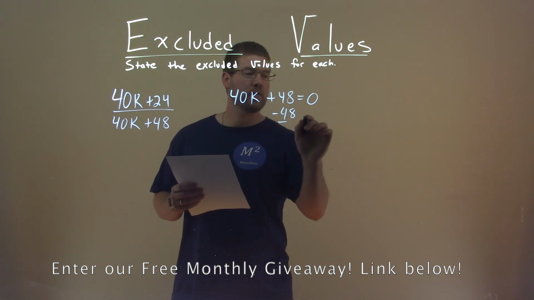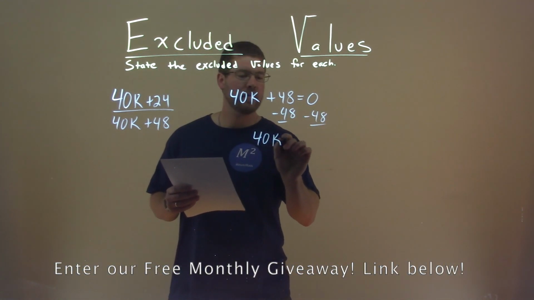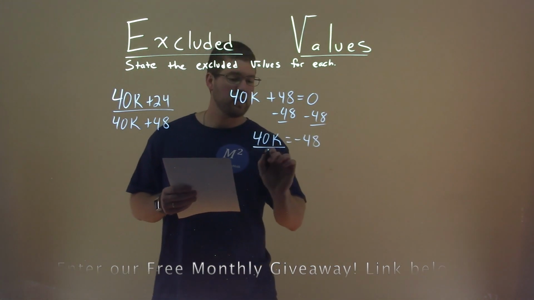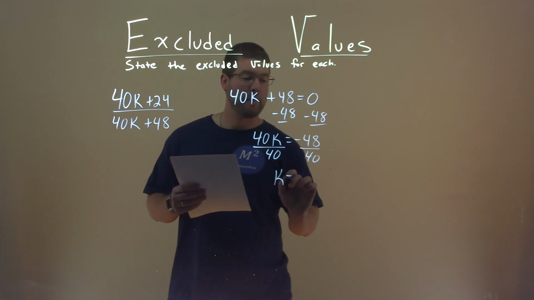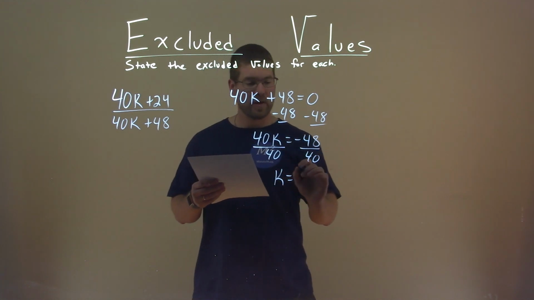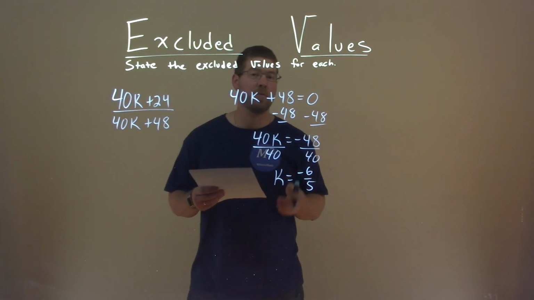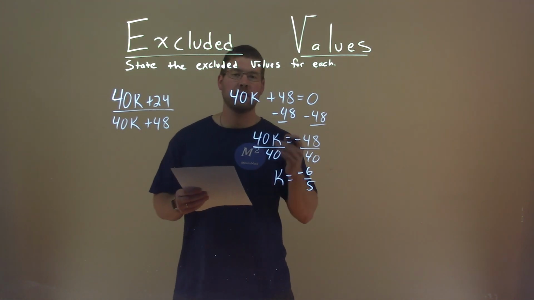Subtract a 48 from both sides. Fairly simple so far. And 40k equals negative 48. We then divide both sides by 40 here, and k is now by itself. Negative 48 divided by 40 simplifies to negative 6/5. And so there we have it. Negative 6/5 is our excluded value.